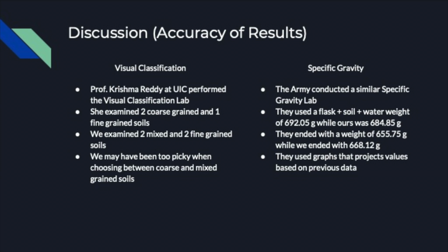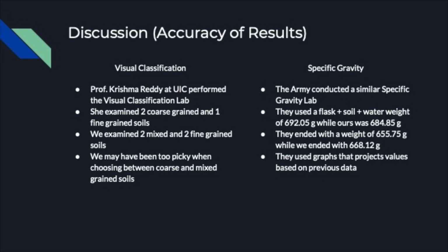In this journal, they examined 2 coarse-grained soils and 1 fine-grained soil. Our group identified 2 mixed-grain and 2 fine-grained soils. This could be a sign that we were too picky about our classification of coarse versus mixed-grain soils. In short, we could have identified a coarse-grained soil as a mixed grain, but that is a difficult classification to make as we cannot tell exact ratios just by eyesight.